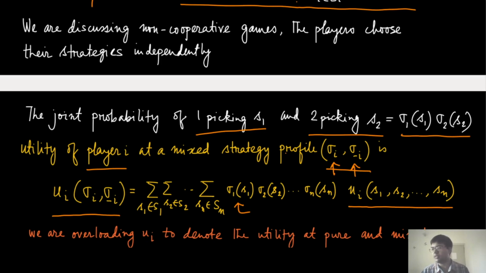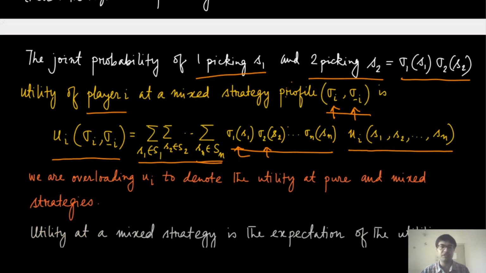sigma 1 of s1, that is the probability with which player 1 chooses strategy s1, probability of player 2 choosing the strategy s2, and the joint probability is just the product of all these things. So we are multiplying the utility of those pure strategy profiles with the corresponding probability, and then taking the sum over all strategies. So this is essentially going to be the expected utility when all the players are picking these mixed strategies. Just to note that we are actually overloading this notation of u_i.